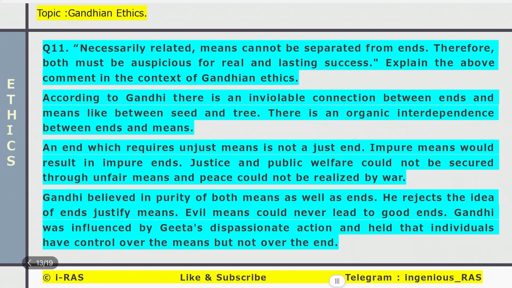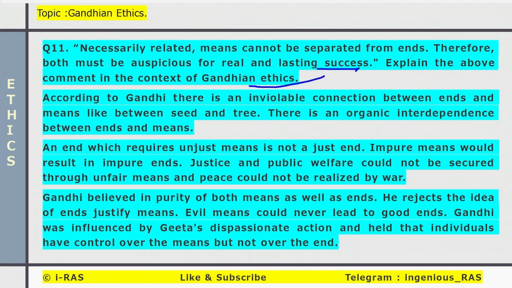Questions number 11, 12 and 13 are of 10 marks. In 10 marks we will give first an introduction, then the body, then we conclude with some positive note or according to the question. Question 11 says, necessarily related means cannot be separated from ends. Therefore both must be auspicious for real and lasting success. Explain the above comment in the context of Gandhian ethics.